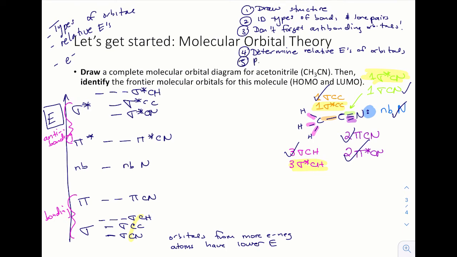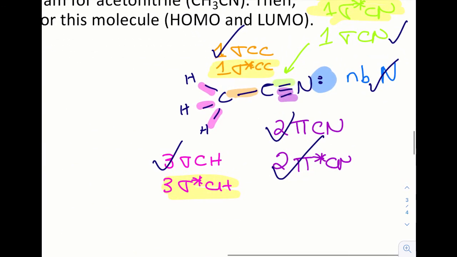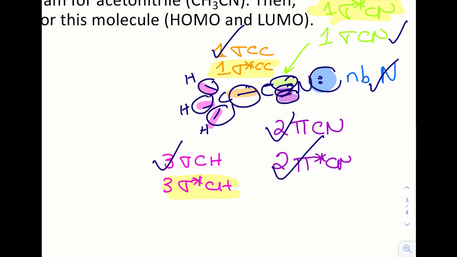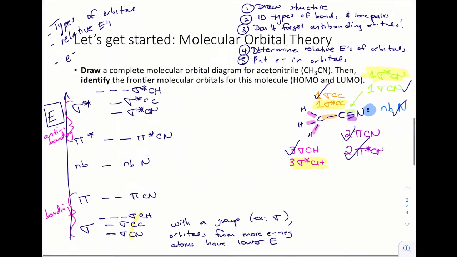Now we will put electrons in orbitals. We can count the total number of electrons in the Lewis structure. There are 2, 4, 6, 8, 10, 12, 14, 16 electrons. And we should put those 16 electrons where electrons go, which is the lowest energy orbital possible.